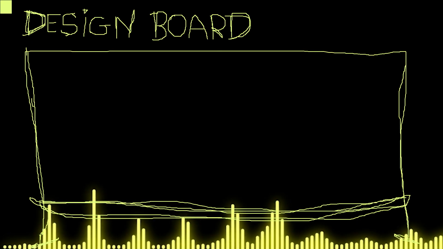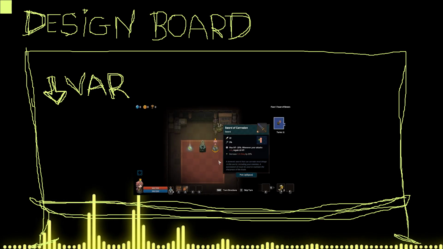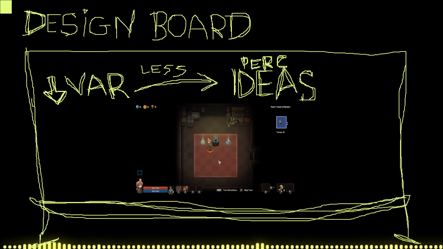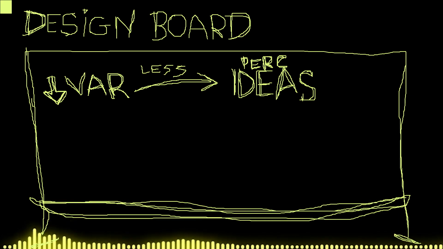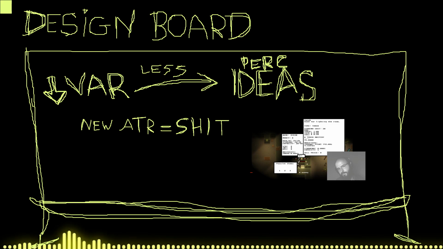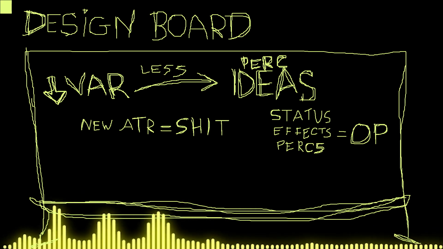Let's think about it for a moment. The problem was that there were not enough variables to modify with new perks, which means that ideas for perks are strongly limited with the current set of variables. Adding new attributes to the character was bad because it was killing the gameplay. Adding new status effects like burn or freeze was okay, but it was hard to balance.